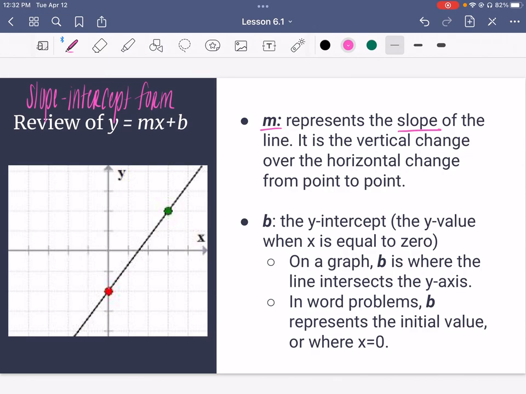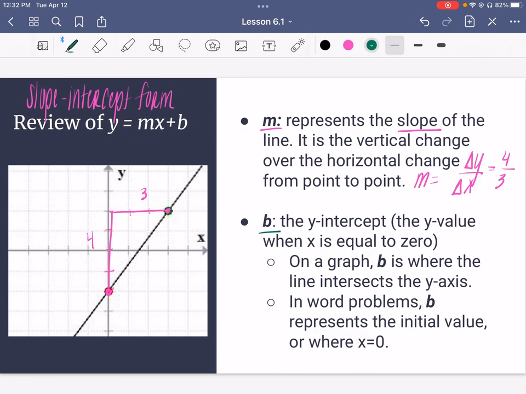So if we look at this example, for instance, we would see, okay, how much do I have to go up and over to get from this point to the next point to the right? So I went up 1, 2, 3, 4 units over 3 units. So my change in the vertical direction, or change in y, was 4, over my change in the horizontal direction, or change in x, was 3, and therefore my slope would be 4/3.